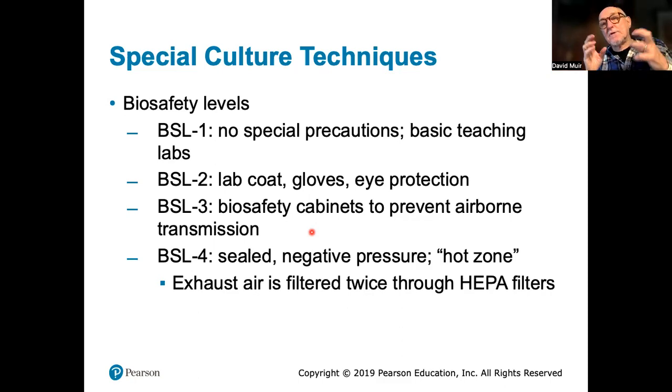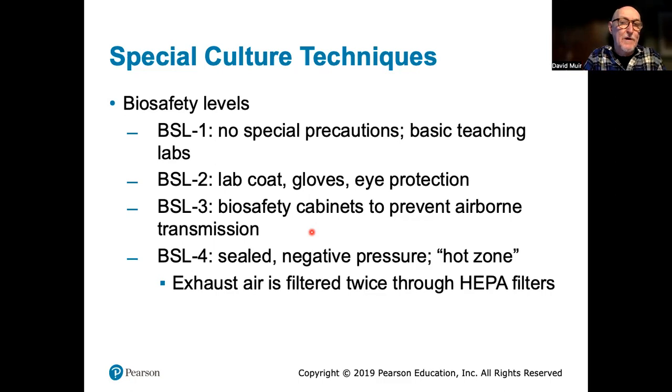BSL4 is reserved for highly dangerous and infectious and easily disseminated microorganisms. This would be, for example, the labs which have been working on SARS-CoV-2, but also on things like Ebola and various other things which are easily transmitted and especially which could easily be trafficked outside of the laboratory. In particular, airborne pathogens of one sort or another. And BSL4 is the level.